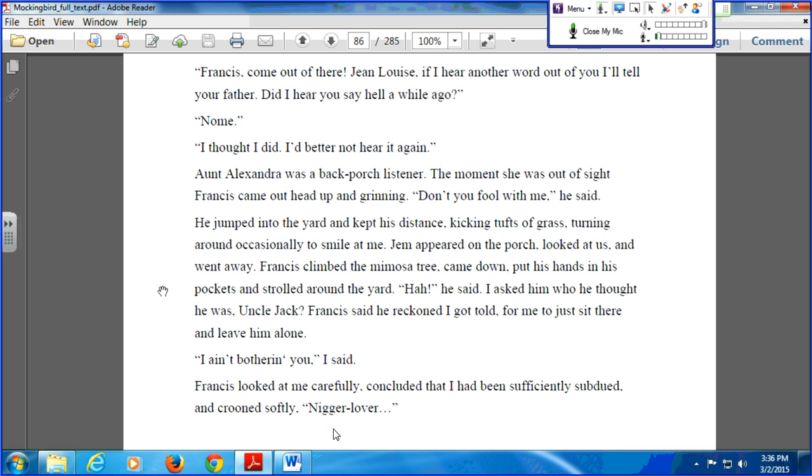Aunt Alexandra was a back porch listener. When she was out of sight, Francis came at me and grinned. "Don't you fool with me," he said. He jumped into the yard and kept his distance, kicking tufts of grass, tearing around occasionally, smiling at me. Jem appeared on the porch, looked at us, and went away. Francis climbed the mimosa tree, came down, put his hands in his pockets, and strode into the yard. "Ha!" he said. I asked him who he thought he was, Uncle Jack? Francis said he reckoned I'd been told to sit there and leave him alone. I ain't bothering you, I said.